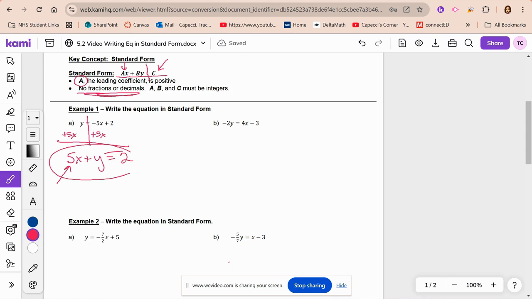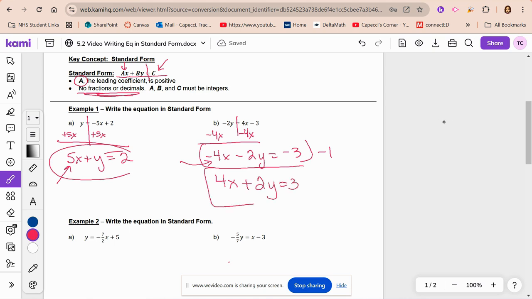Okay, let's look at the next one. Again, here's my wall. I'm going to bring 4x to the other side by subtracting. So I have negative 4x minus 2y is equal to negative 3. Now, right now, this is a negative, right? In order to get rid of that leading coefficient, that A value has to be positive. So I'm going to multiply everything by negative 1, which gives me positive 4x plus 2y is equal to 3. So that's my final answer right there.